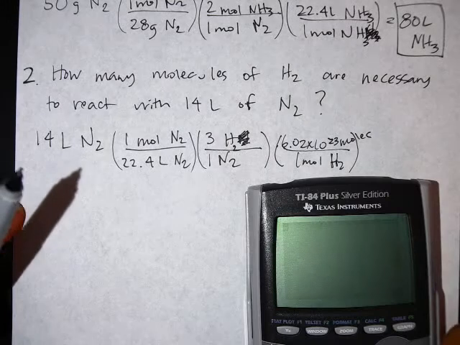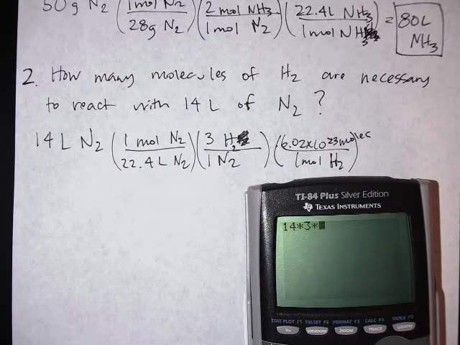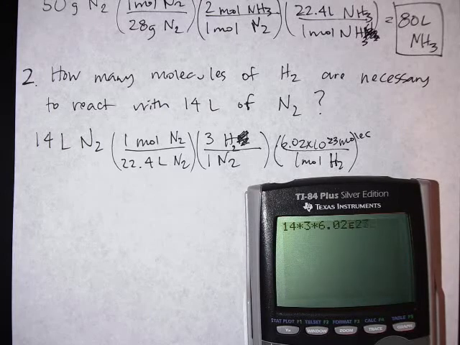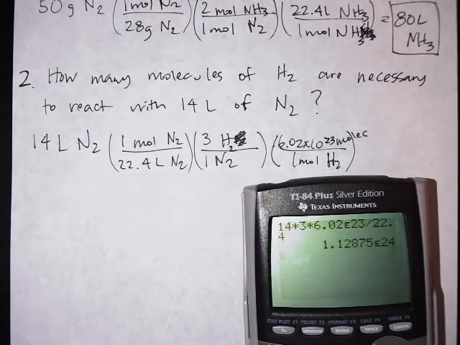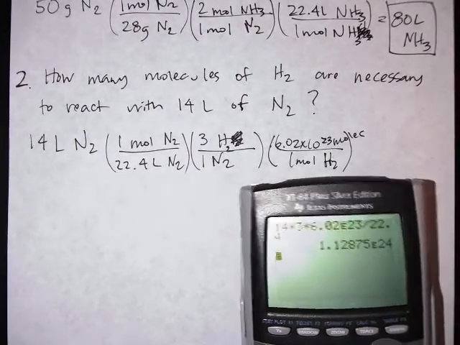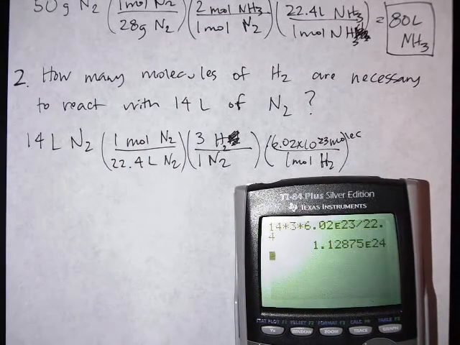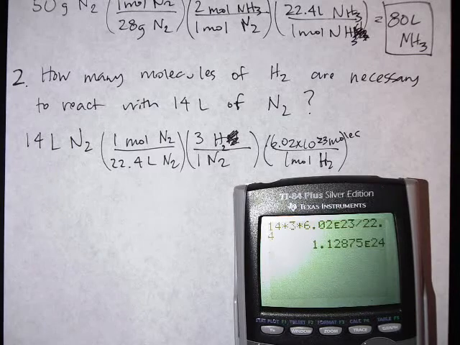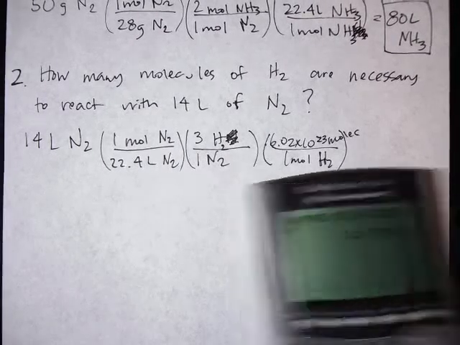So, to solve, we plug in 14 times 3 times 6.02 times 10 to the 23rd divided by 22.4. It is molecules. H2 molecules. I got 1.13 times 10 to the 24th. Is that what you got?